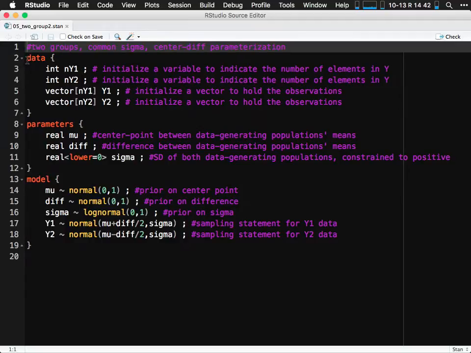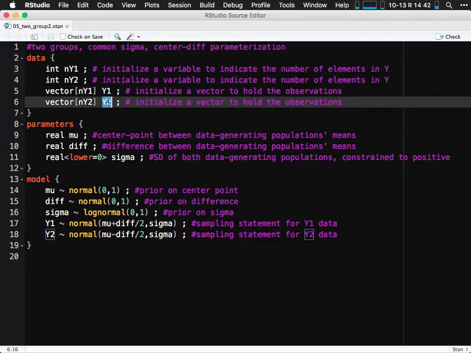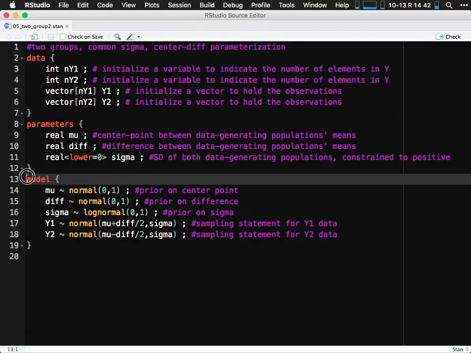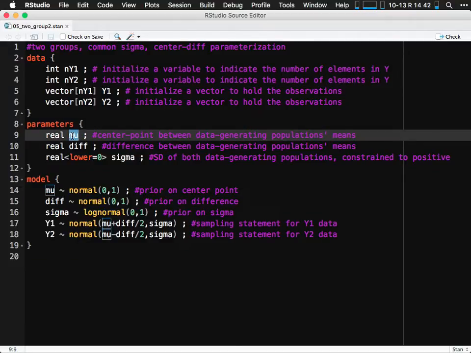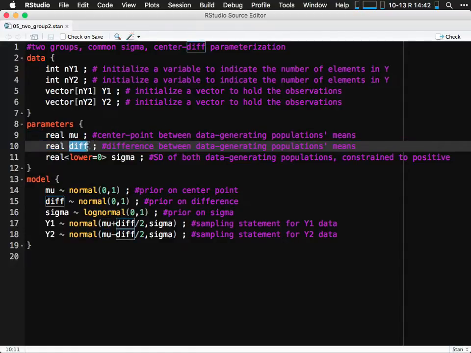So with this parameterization, you have the data coming in the same way. You've got one vector that's y1, one vector that's y2. Oh, sorry, so we're in the 5. Yeah. So the data is going to come in the same way. The way the model is structured, though, is different, so the parameters are different. Instead of mu1, mu2, and sigma, now we've got mu, which you could just call intercept, and diff, which you could equivalently call a slope.